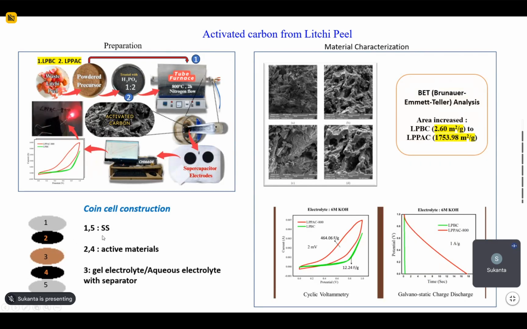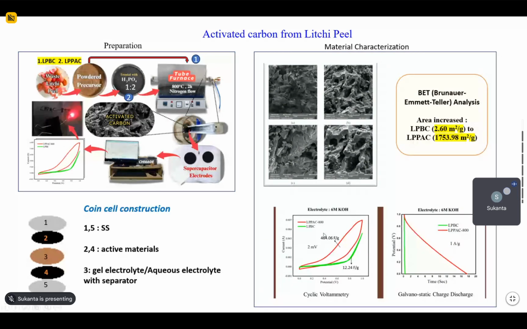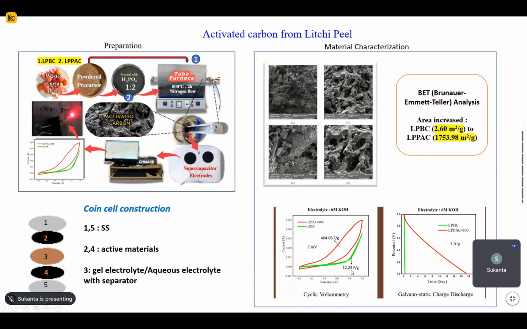On top of those two coins, we deposit this activated carbon material, and we use a gel electrolyte in between the two electrodes, or some separator. We use an aqueous electrolyte, and this assembly works as a supercapacitor, like the coin cell battery we use in our watch. The activated carbon we prepared from the lychee peel, just biochar, shows 12.24 farad per gram, whereas after activation this shows 464 farad per gram. So a huge increase due to this activation.